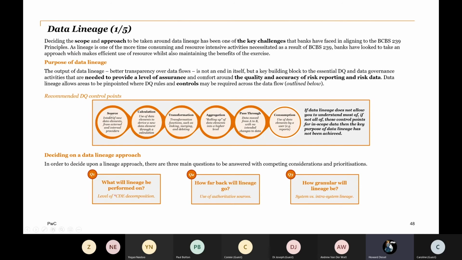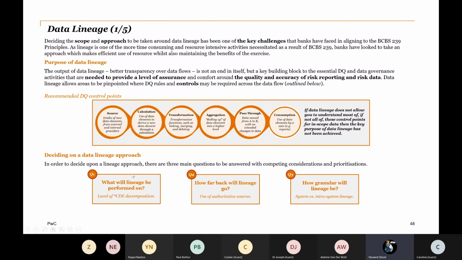So we could have data quality implemented at the source. We could have an assurance of data quality at the calculation, data quality at the transformation, the aggregation, or, I'm going to say, a pass-through, and then the consumption, all right? So there are different elements around that. And so this whole data lineage approach is quite important.